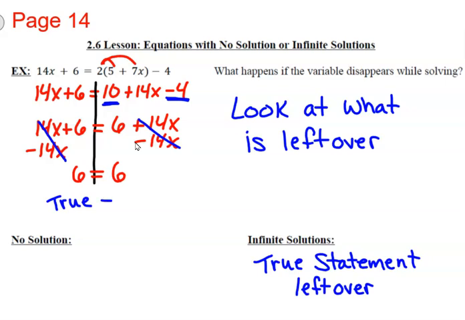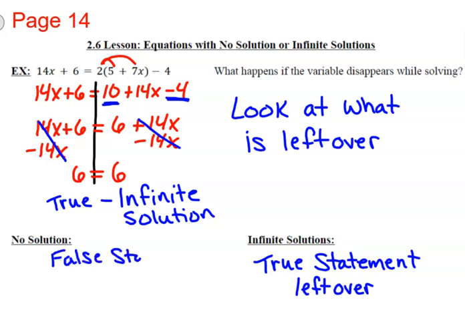So that's what I'm going to put here. Infinite solutions. If you have a false statement as your leftover, that's when you would actually write the words no solution. So you're not going to be able to get x equal to a number with some questions. Instead, you're going to write either no solution or infinite solutions to your question.